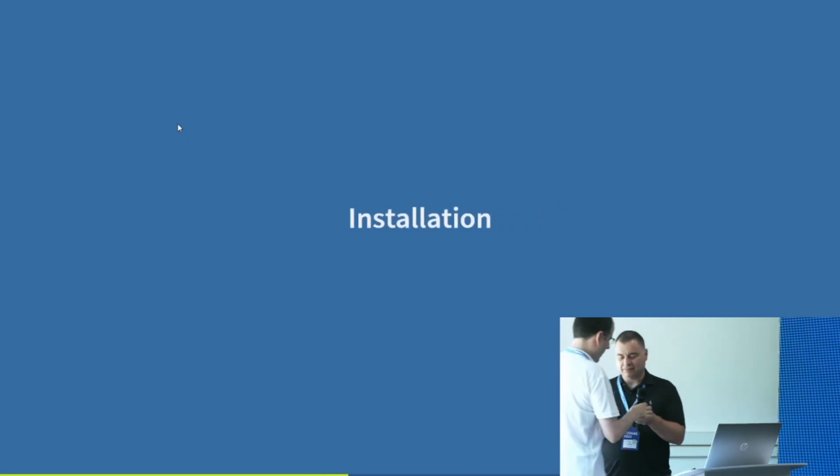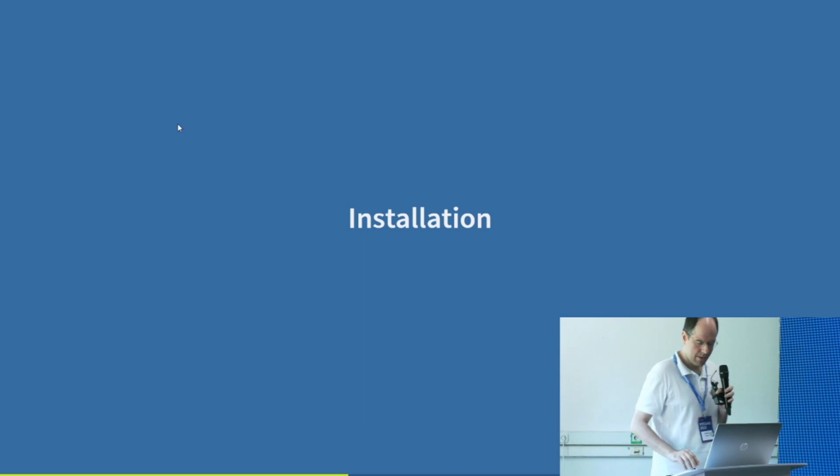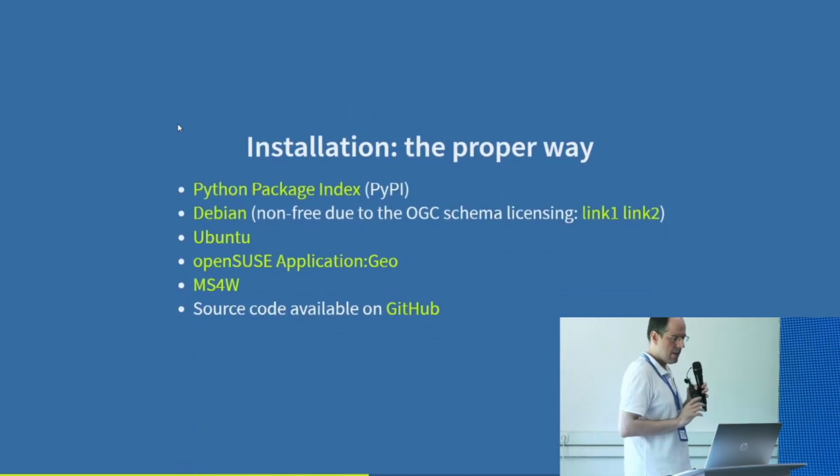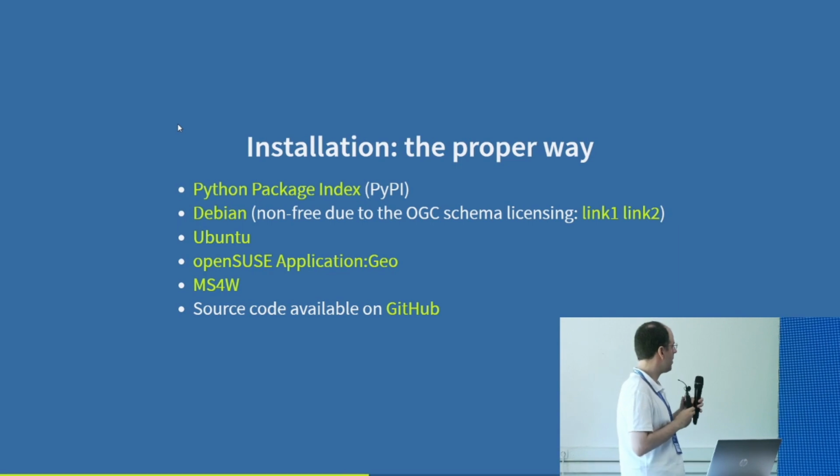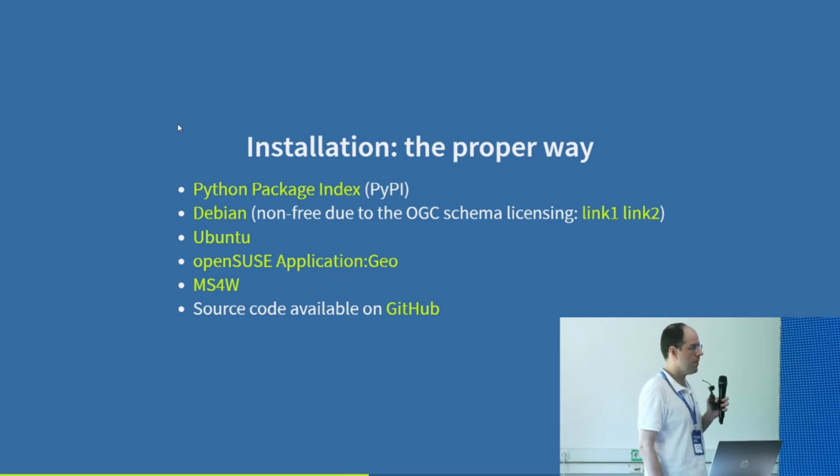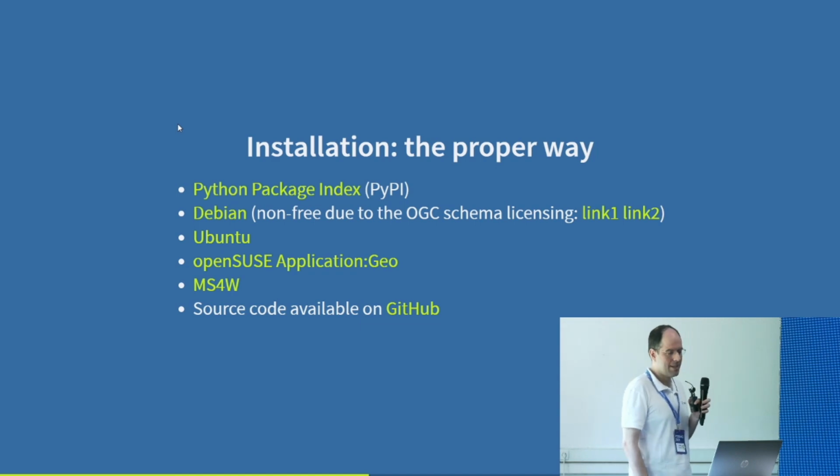Over to Angelos. Thanks. All right, let's discuss how to deploy pycsw. So of course, as a Python package, it's included in the Python Package Index, so it's very easy to install by doing a pip install pycsw. Over the years, we have been doing serious packaging, so we managed to include pycsw in Debian, and that was then available to Ubuntu as well. It has also been packaged for RPM-based distributions. It's available also for Windows, and of course the source code is available on GitHub.